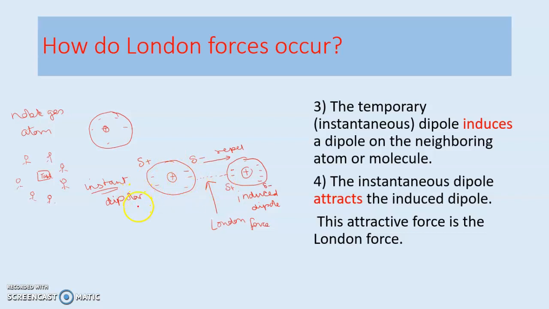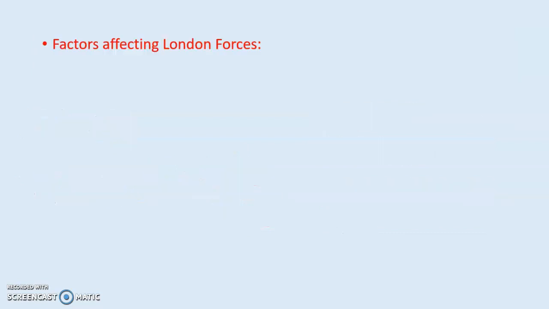The instantaneous dipole will be destroyed, and therefore the induced dipole is gone, and therefore the London force is gone. Therefore, this force is very, very weak. It keeps forming and it keeps breaking. Therefore, overall, the force of attraction is extremely weak.